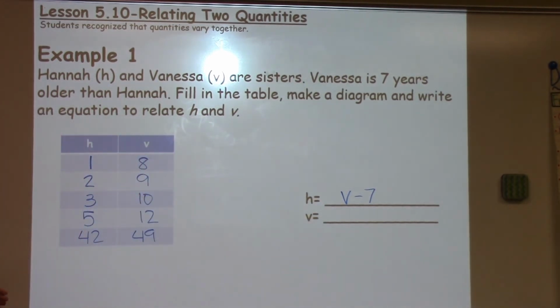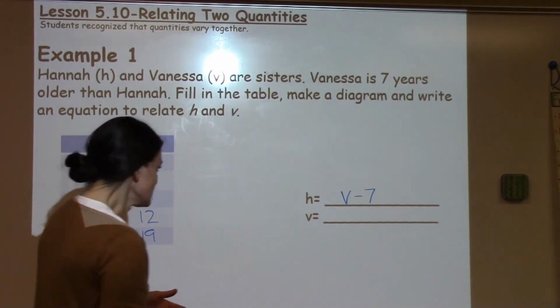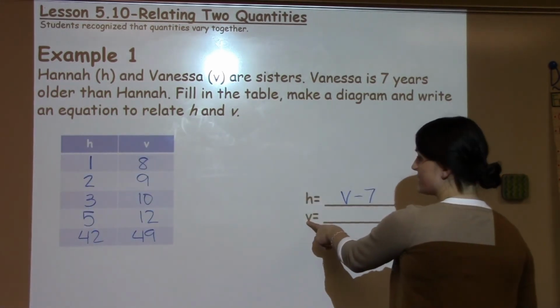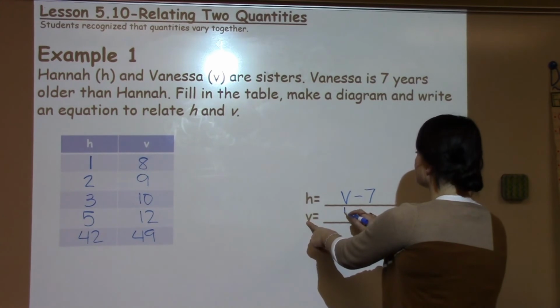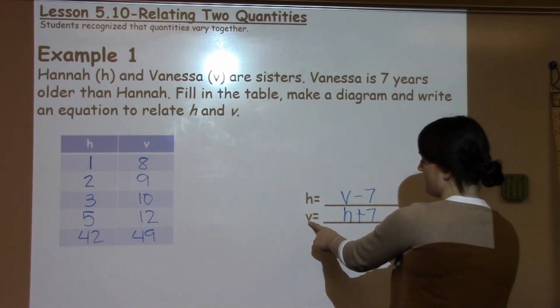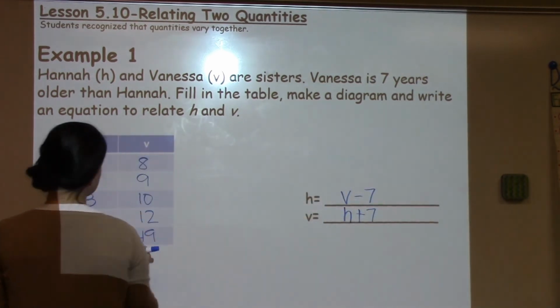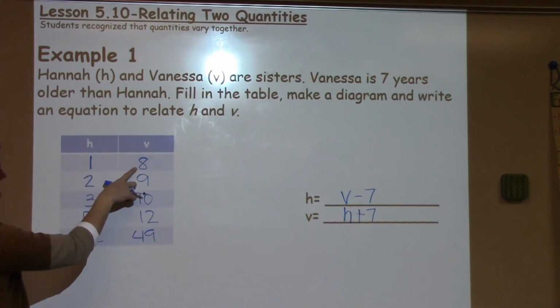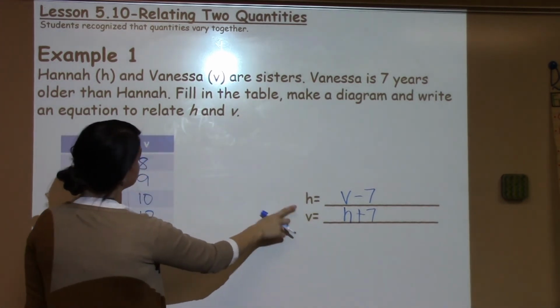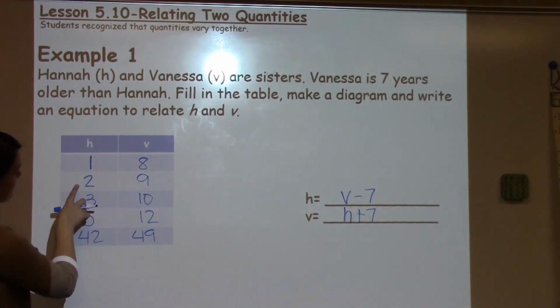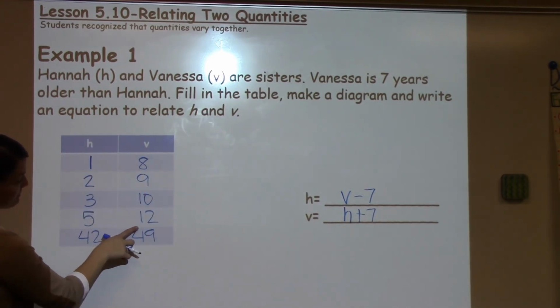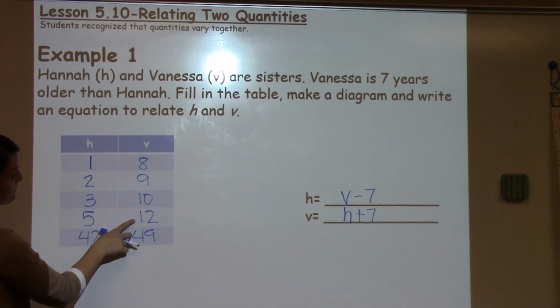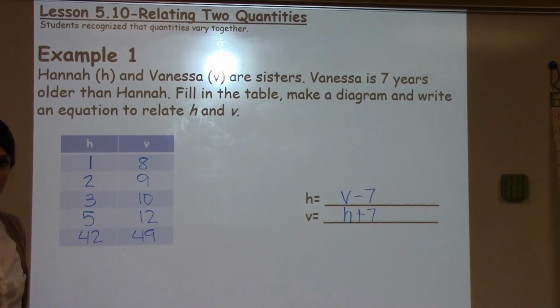When I'm looking at Vanessa, I want to think about the opposite, because Vanessa is older. So if I think about what does V equal, well, V equals H plus 7. And again, I could go back to my table to see if that's true. H plus 7, 1 plus 7, does that give me Vanessa in the table? It does. 8 is Vanessa. If I looked at 5 plus 7, it would give me 12. Is that what I got in the table for Vanessa? Yes, so that would help me with my equation.